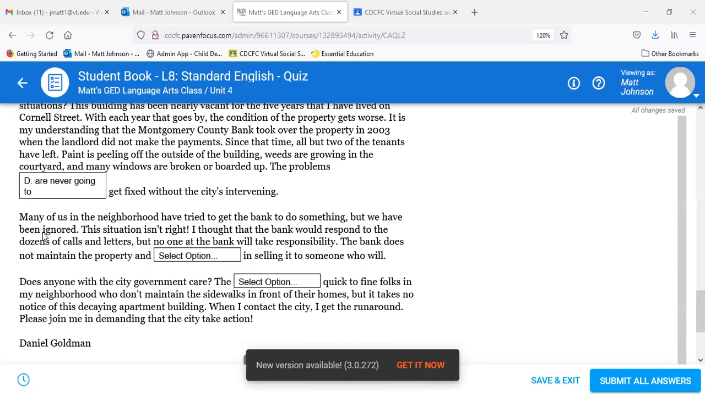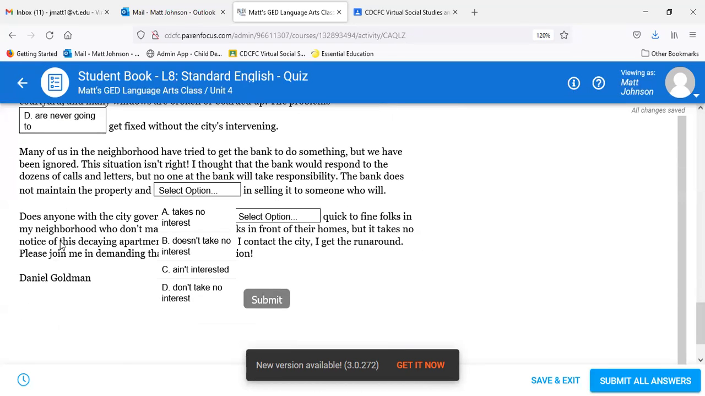Many of us in the neighborhood have tried to get the bank to do something, but we have been ignored. This situation isn't right. I thought that the bank would respond to the calls and letters, but no one at the bank will take responsibility. The bank does not maintain the property and blank in selling it to someone who will.